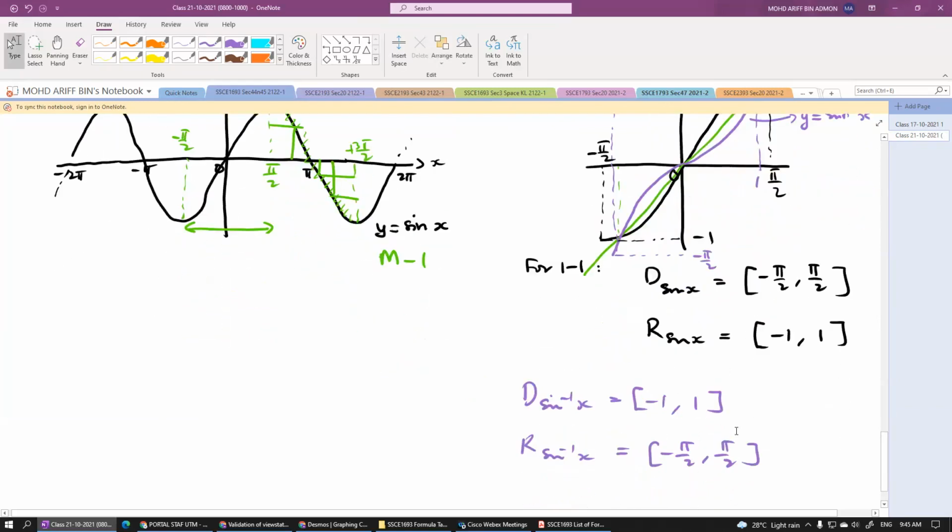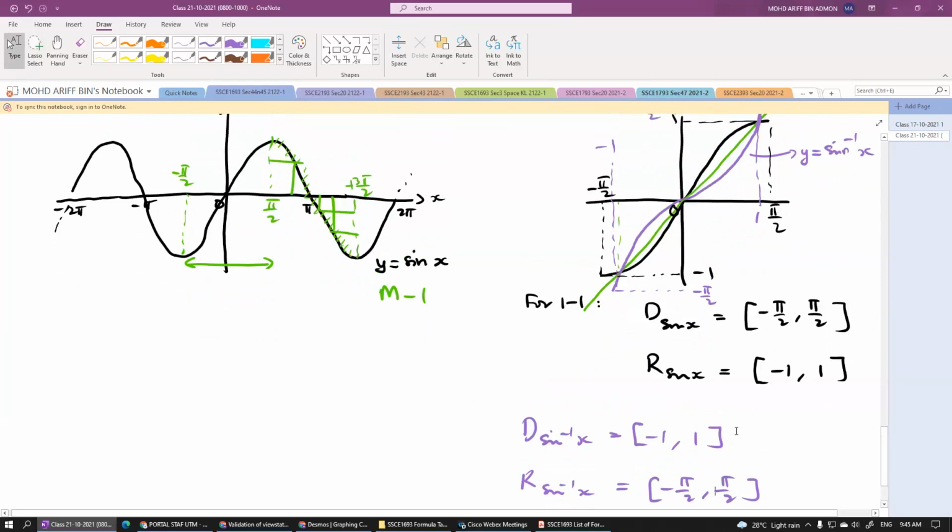Okay, is it clear? You want to ask anything here? Sir, I want to ask, is the domain and range here fixed, or can it change following the question? What do you mean change? For inverse, you mean? Inverse and not inverse. Is it fixed, or can it change according to the question?